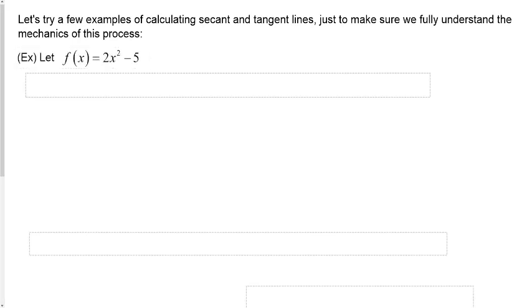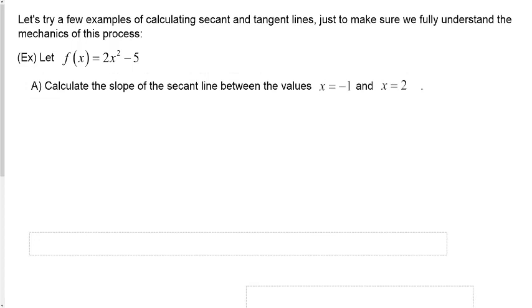Let's say we have a function f of x equals 2x squared minus 5. And I want to find the slope of the secant line between the values x equals negative 1 and x equals 2. Now, the slope of any line between 2 points comes from taking y2 minus y1 over x2 minus x1. I already have the two x values, and it doesn't really matter which one I call x1 and which one I call x2, as long as I'm consistent. But I do need to know the y values. But I can get the y values through the function itself.